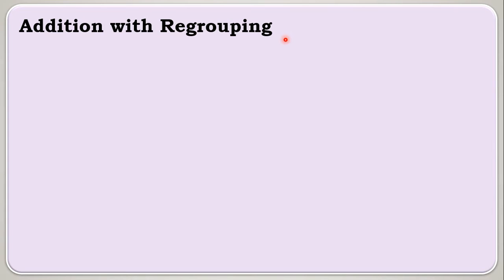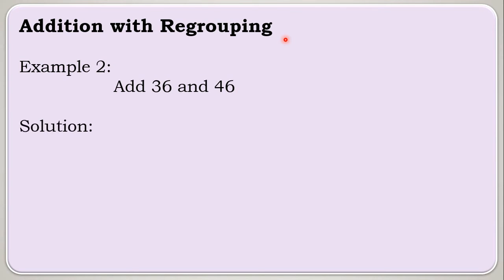Addition with regrouping. Now let us see how addition with regrouping is done. Example number 2. Add 36 and 46. Solution.